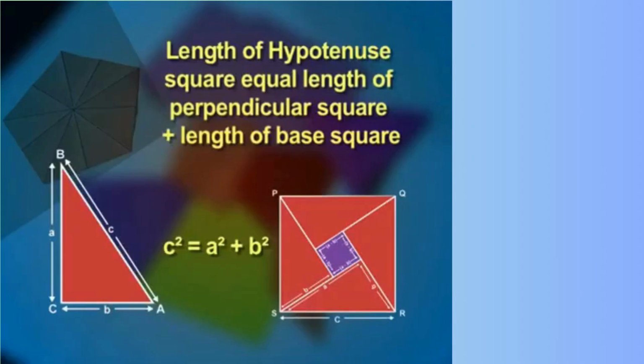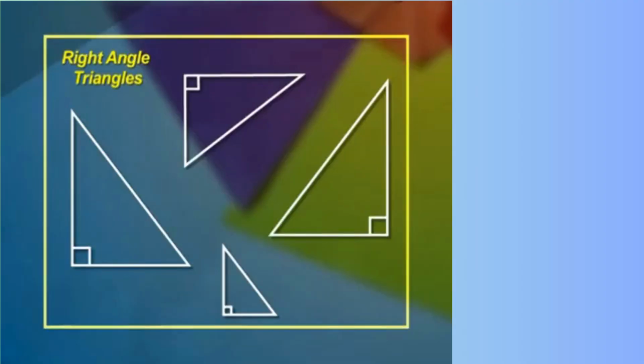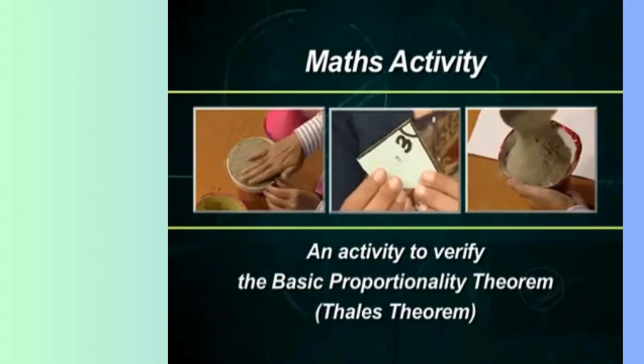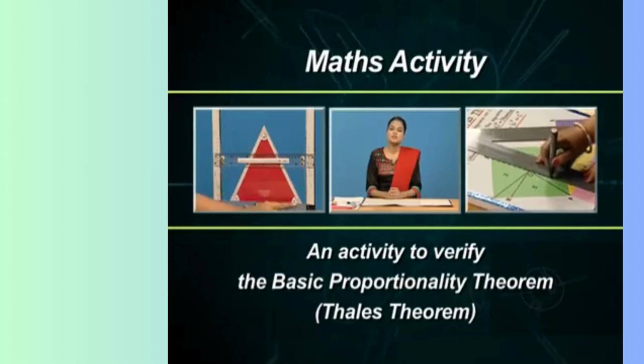After simplification, we have found that length of hypotenuse square is equal to length of perpendicular square plus length of base square. Dear students, you can verify this theorem by cutting different replicas of right angle triangles of your convenient size and you will get the same result. With the help of an activity, it is easy to visualize geometrical aspects.